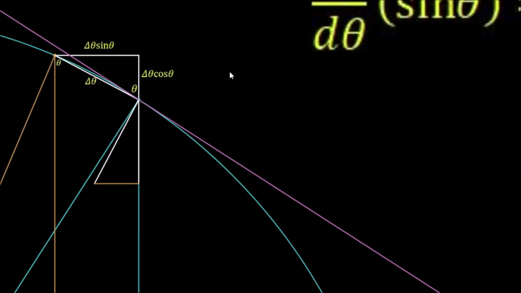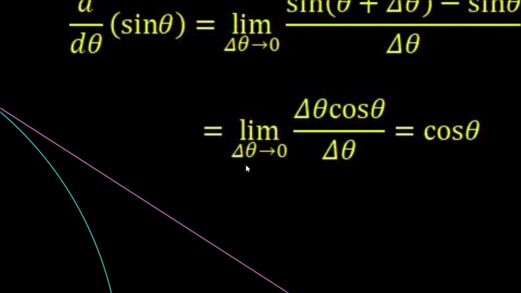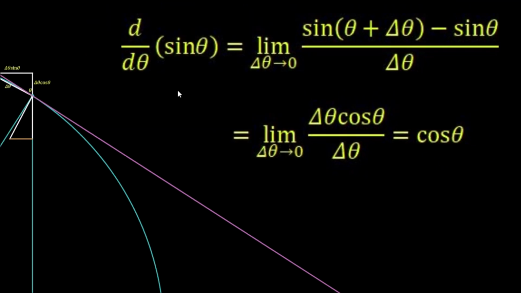So we're taking then the limit as delta theta tends to 0 of delta theta cos theta all upon delta theta. And remember, this value here for delta theta doesn't actually equal 0, it just tends towards 0. So this whole limit just tends towards cos of theta. So when we differentiate sine theta, we get cos theta.